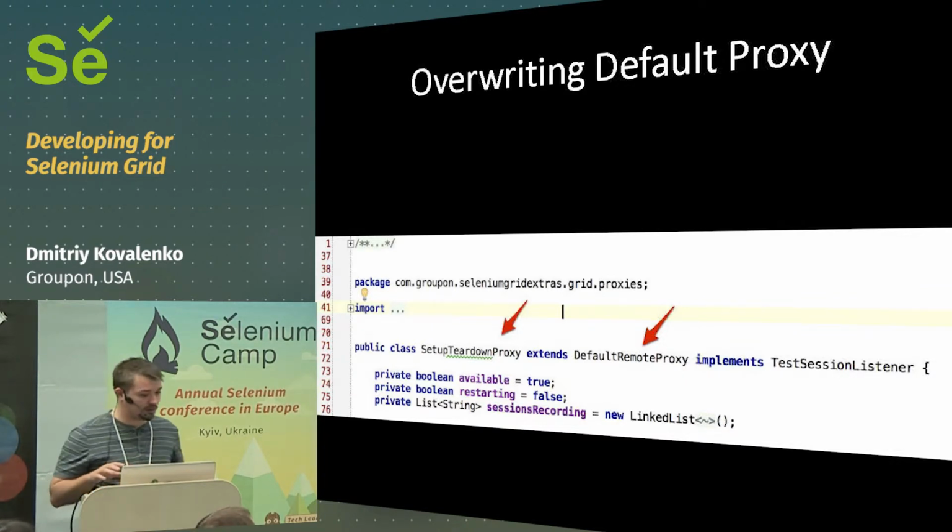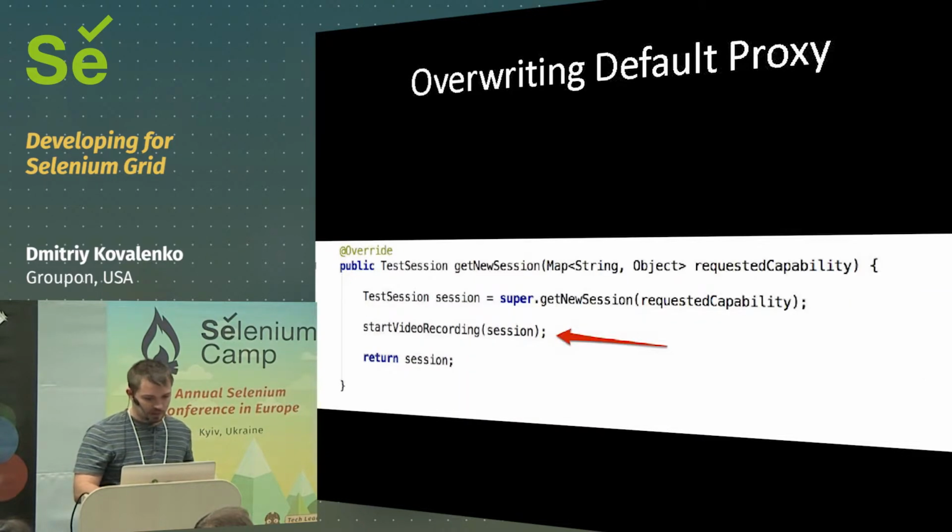So in my situation, I called it setup teardown proxy, and all it did is extend that default remote proxy that I mentioned earlier. And then I just overrode the get new session method.